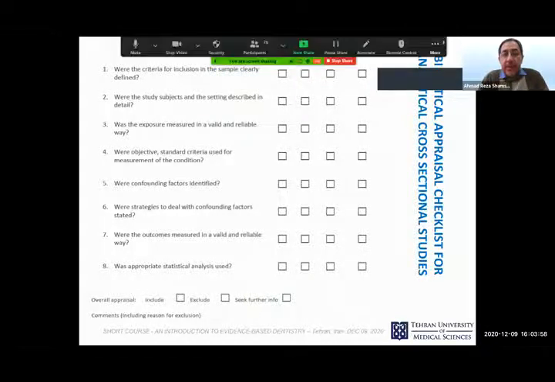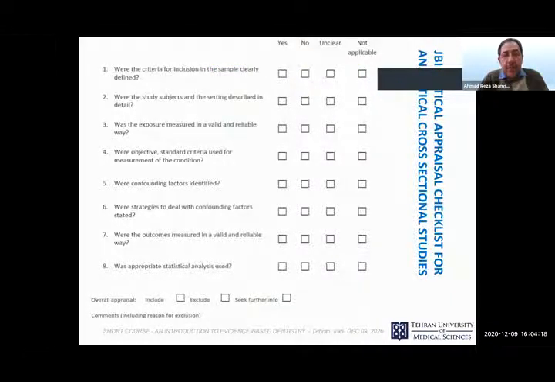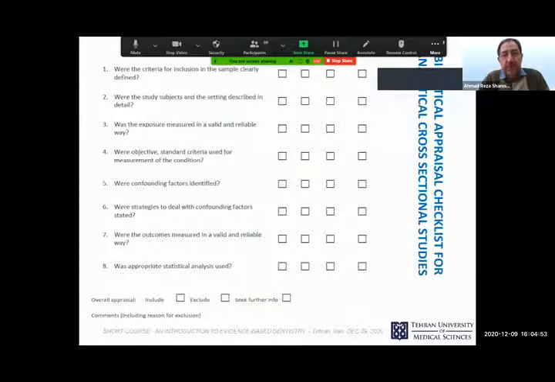For each item, we have 4 options: yes, no, unclear, and not applicable. So you can quantify the scale of validation for each study. For example, you can provide 1 if it is yes, or 0 if it is no. And for unclear, you should decide. In most cases, unclear is equal to no. And not applicable means that this item is not applicable for this study, so you can omit this item for that study.